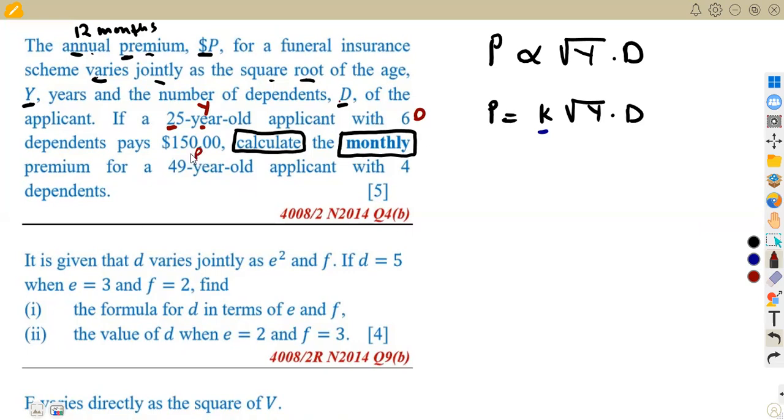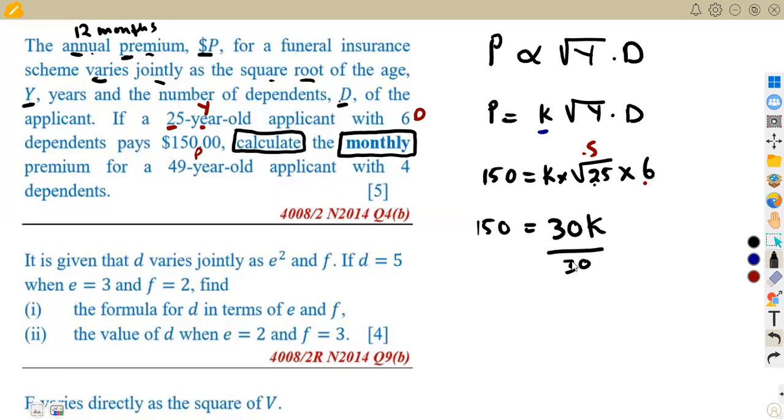So this is our P, the money that is being paid. All right. So P, 150, is equal to K times the square root of Y, and remember we said Y is 25, the number of years, times the number of dependents, which is 6 in this case. So we can calculate the value of K from there. 150 is equal to the square root of 25, which is 5, then 5 times 6, which is 30. So we obtain 30K. In order for you to obtain K, you can simply divide by 30.